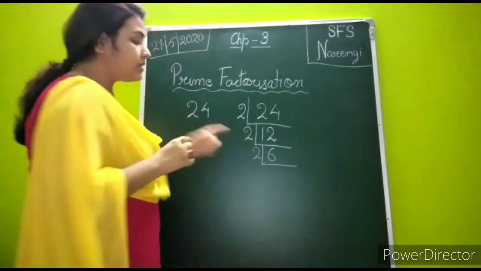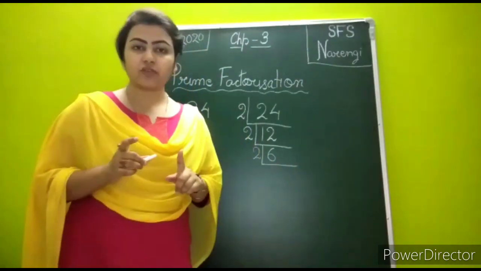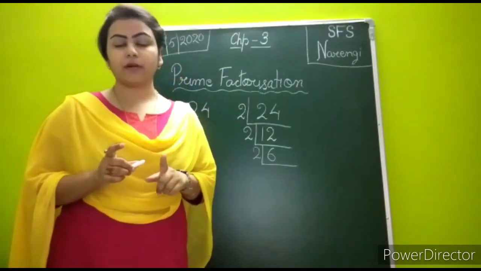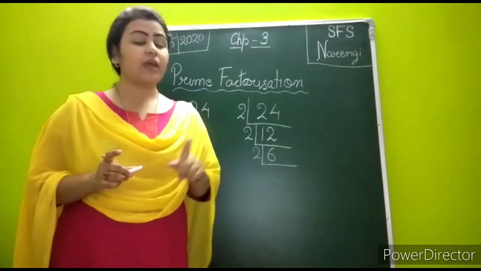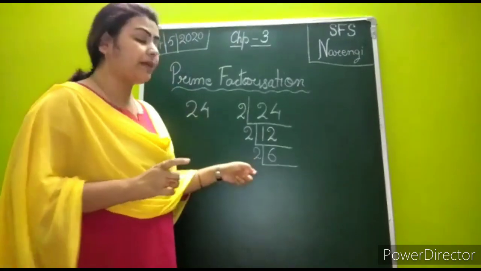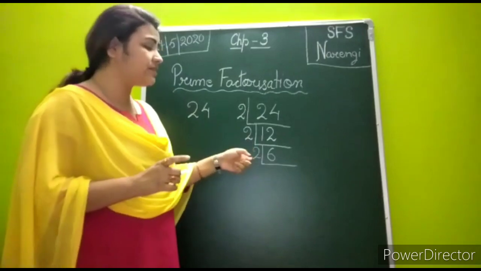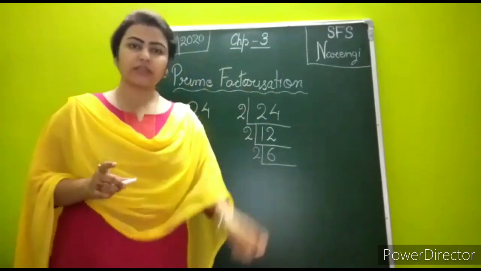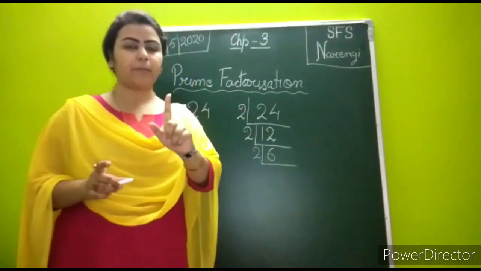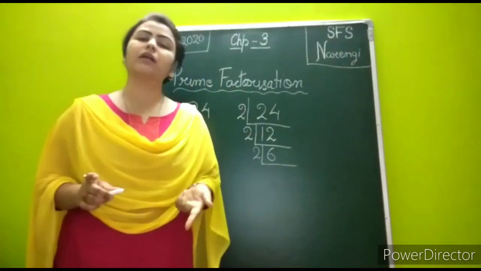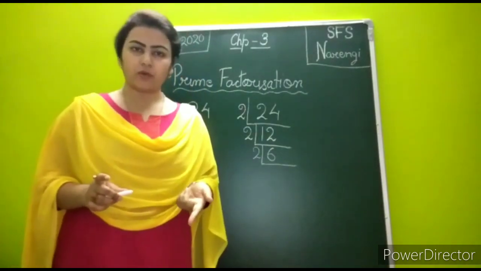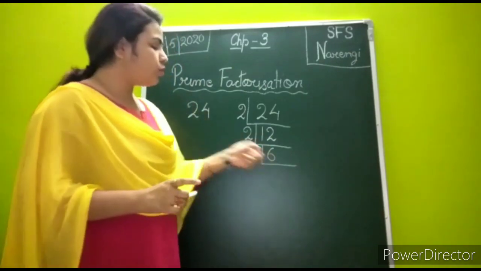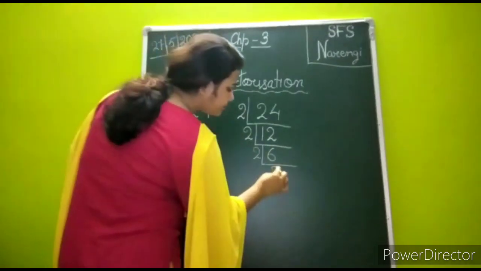Now you see, 6 is also divisible by 3. And 3 is also a prime number. But what are we doing? We are not dividing by 3. Why? Because it is still divisible by 2. So we are going to complete all the division by one prime number and only then move to the next prime number. Okay. So 2 3s are 6.